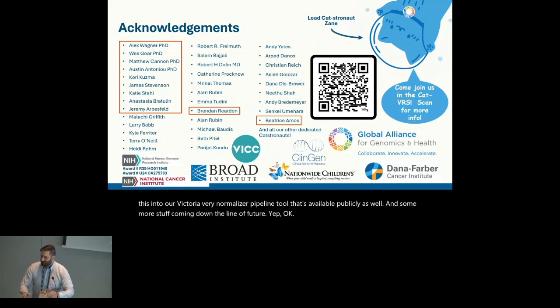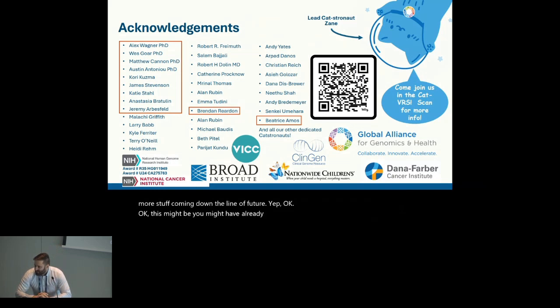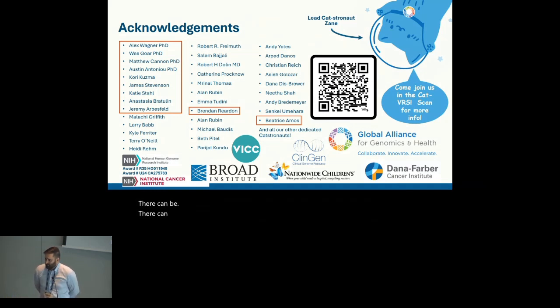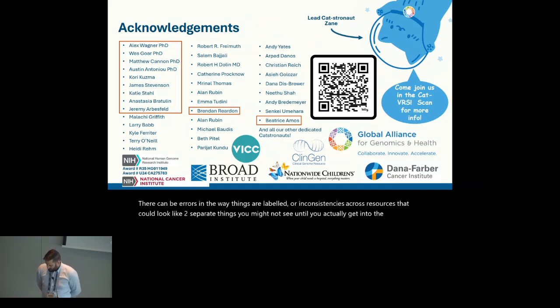You might have already covered this and have a solution for this and I just missed it. But from my experience, there can be errors in the way things are labeled or inconsistencies across resources that could look like two separate things. You might not see it until you actually get into the data. I'm sure you're accounting for that, but I'd love to hear a little more about it.